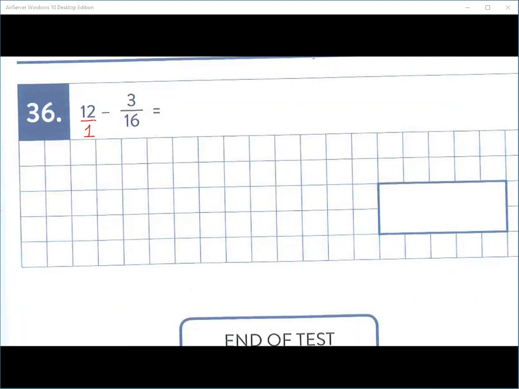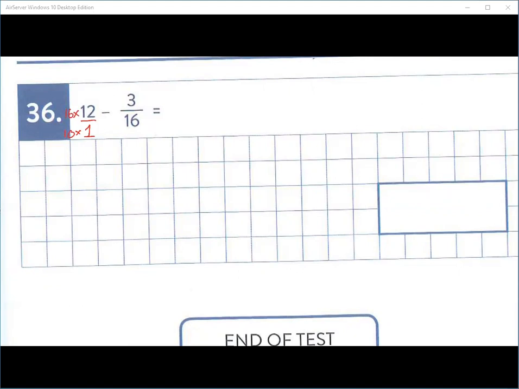What do we do now? Then you do 12 over 1, take away 13 over 16. But you can't do that because the denominators are not the same. So you have to make the denominator the same, isn't it? Now, if you do this question the way that we've taught you in the lesson, it's going to be a little bit hard. And I'm going to show you why. Because you have to multiply the 12 by 16, and then we have to work it all out backwards.